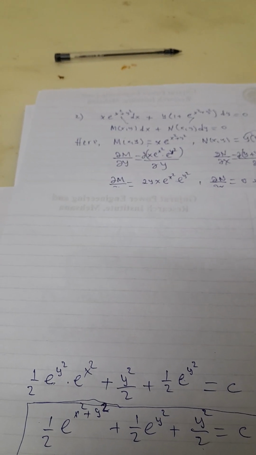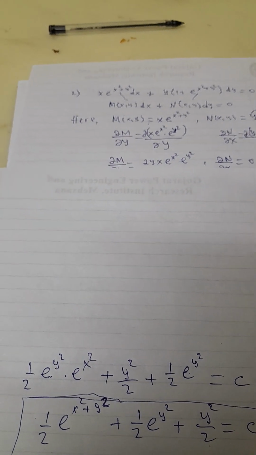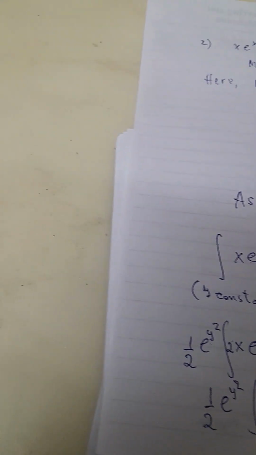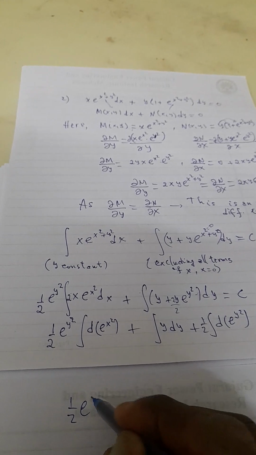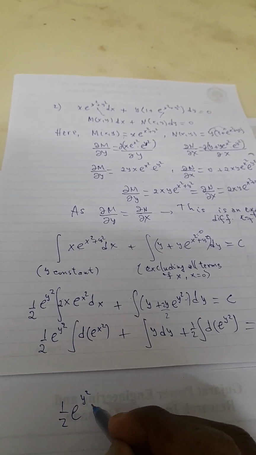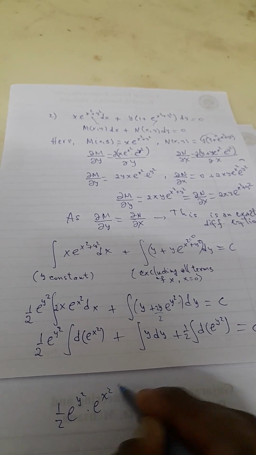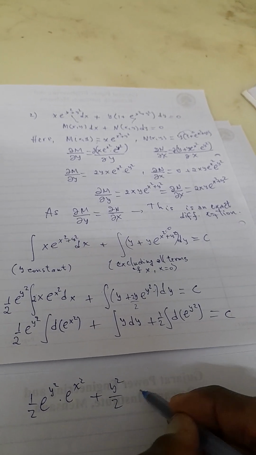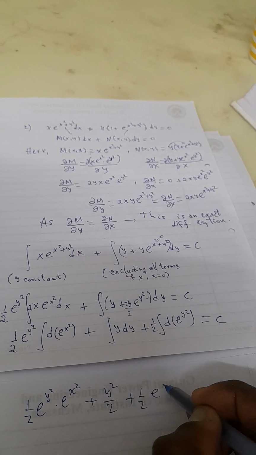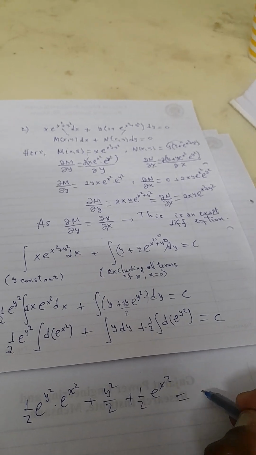Nice. Then what is the next step? For this solution, for this equation, you could just write down 1 by 2 Euler raised to y square times Euler raised to x square plus this integration, 1 by 2 Euler raised to x square equal to c.